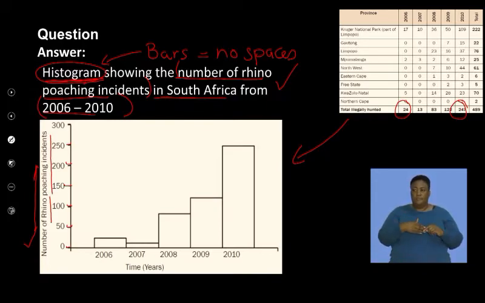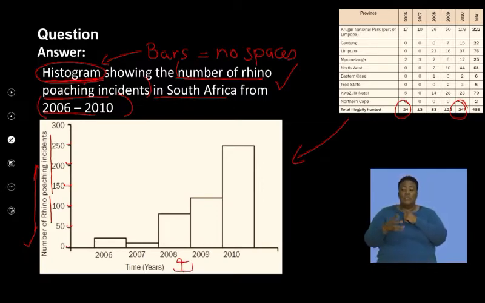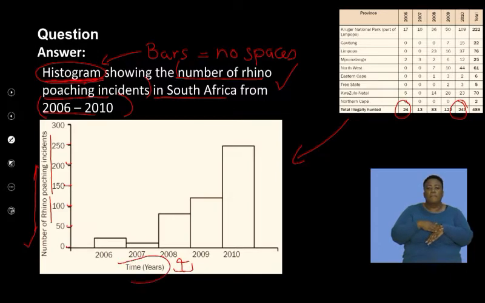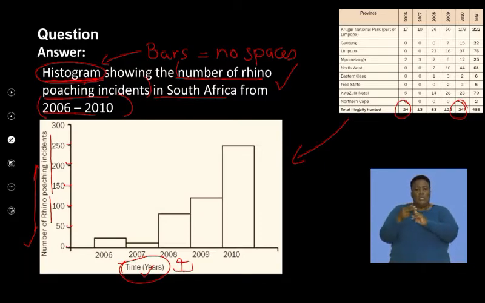This is plotted on the y-axis. Our independent variable goes onto the x-axis, and in this case we have time, and that time is given in the unit of years. It's important for us to identify that the unit is years and the variable is time. So guys, when plotting a histogram, you've got to make sure that these bars are all equal in width.